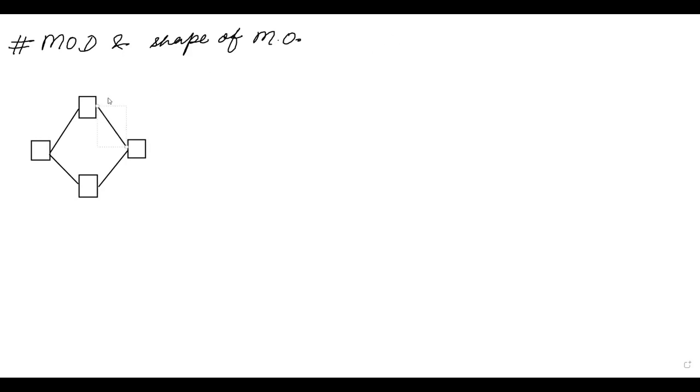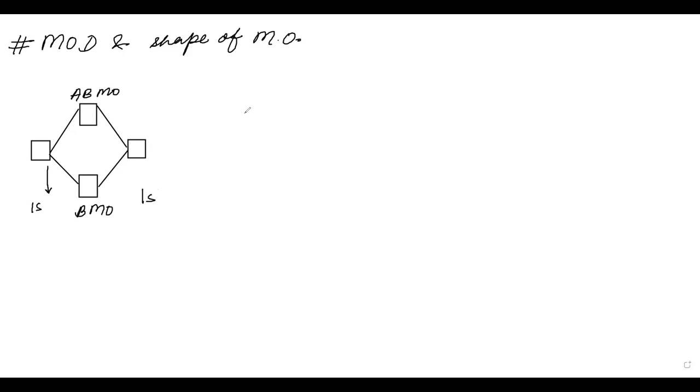Now I have drawn the above one a bit too high. It should be a bit lower. What is this called? MO. Which MO? Yes, anti-bonding molecular orbital, and this one is bonding molecular orbital. Here I have drawn this is 1s, this is also 1s.